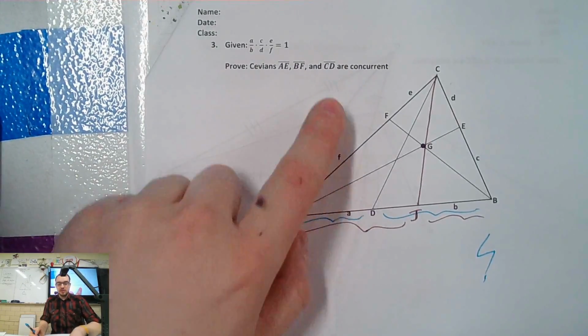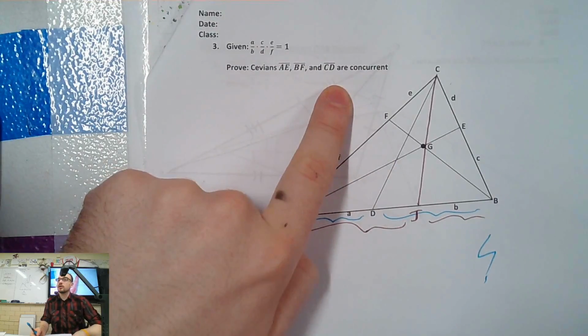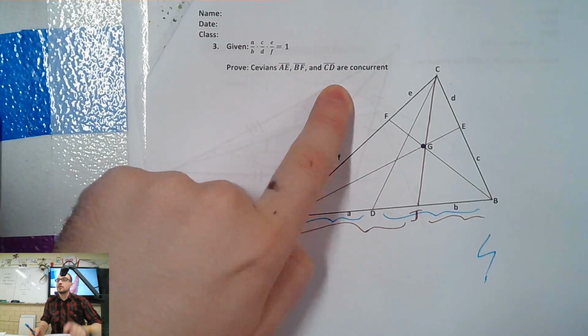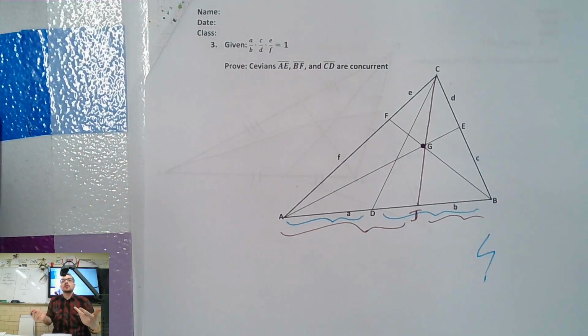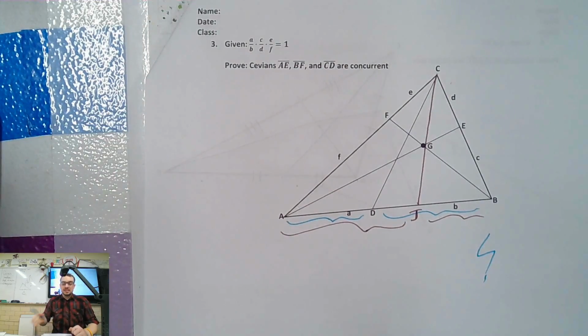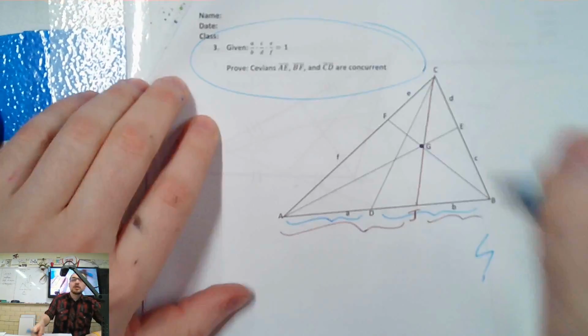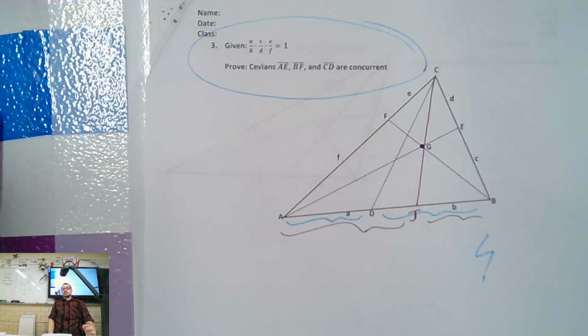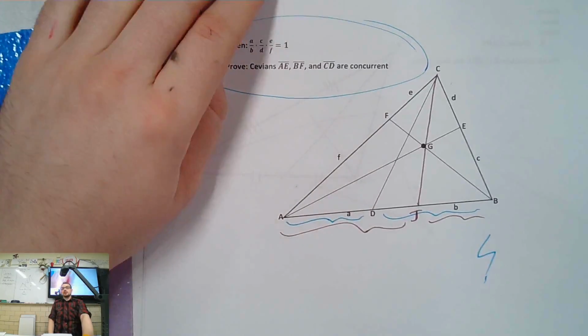If there's a contradiction, what we assumed was false. We assumed that they weren't concurrent. So if we assume they weren't, and we prove that false, they must be concurrent. Ceva's theorem's converse is the one where you use proof by contradiction, because you assume the opposite, just like the diagram.